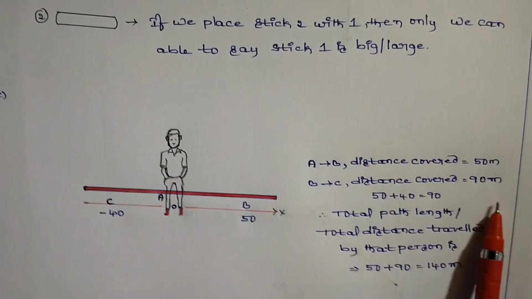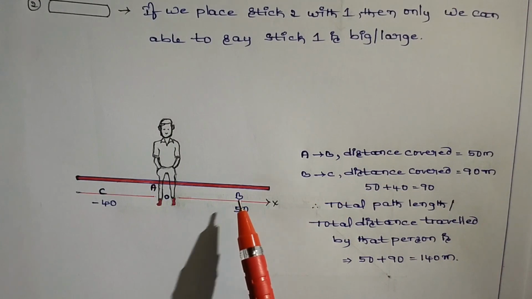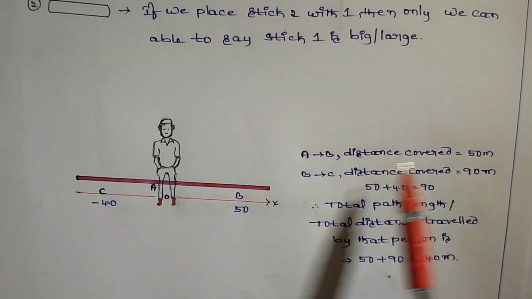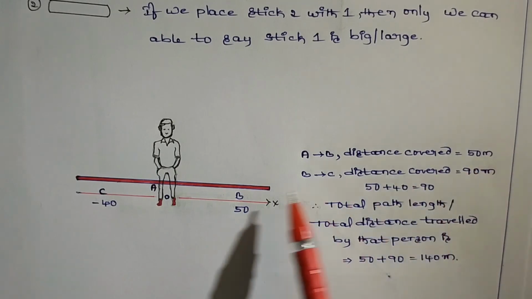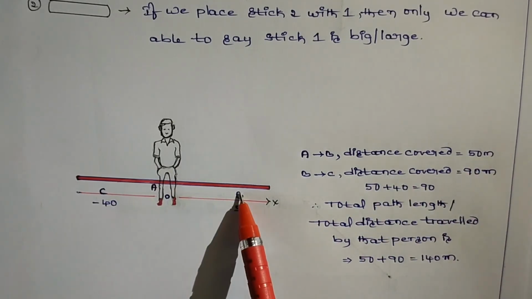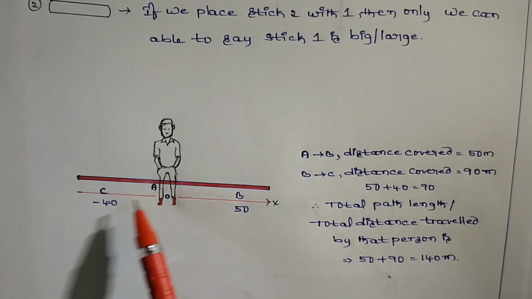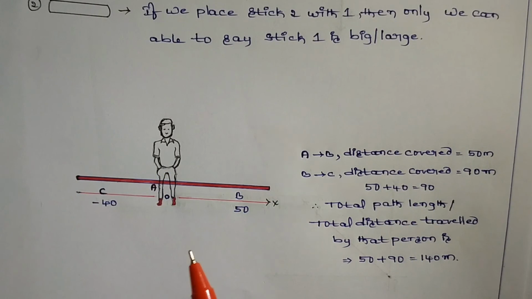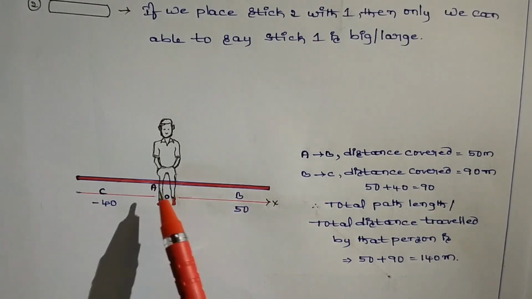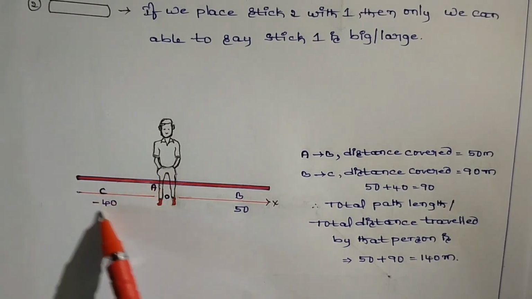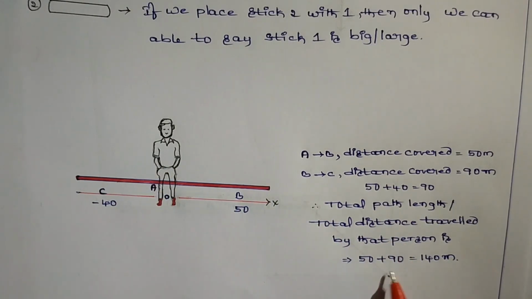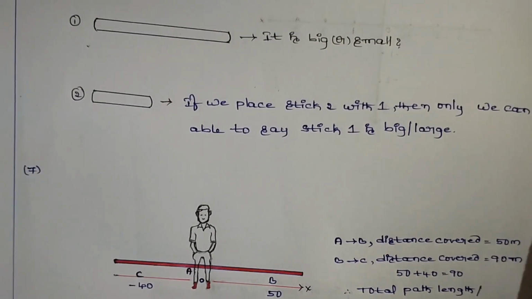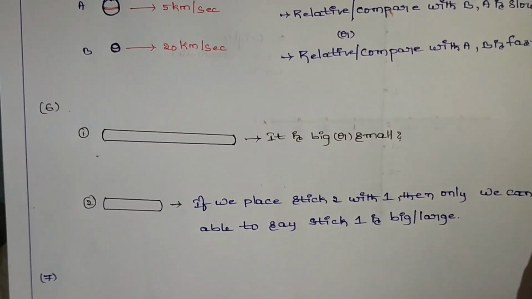Here, this is the A to B distance, and for B to C we have to take B to A plus A to C, that is 90. The total distance he traveled in a particular duration of time is this distance, and we have to add 50 plus 90 to get 140 meters. This is the path length. Path length and distance both are scalar quantities. It has only value, only magnitude, no direction.